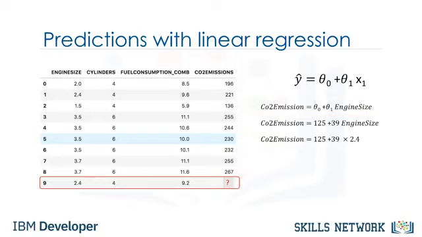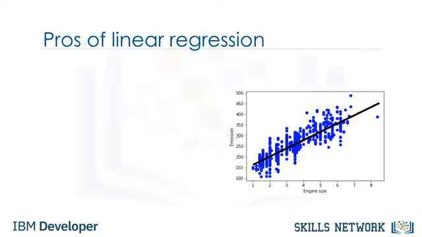Now, let's plug in the 9th row of our data set and calculate the CO2 emission for a car with an engine size of 2.4. So, CO2 emission equals 125 plus 39 times 2.4. Therefore, we can predict that the CO2 emission for this specific car would be 218.6. Let's talk a bit about why linear regression is so useful.